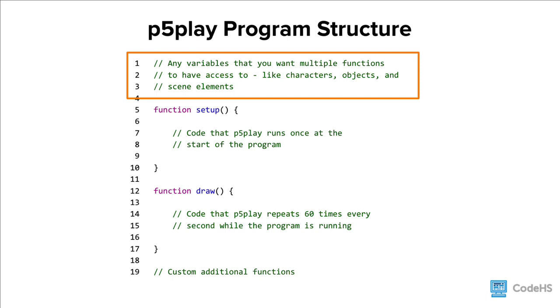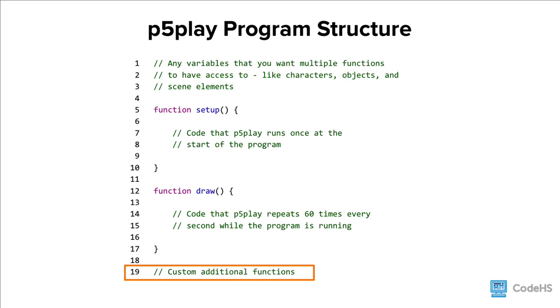Above the setup function at the very top of the program, you'll declare any variables that you want to use within multiple functions. These variables might contain characters, objects, and other scene elements. Basically, any game component that will be changing in the game will need to be declared up top here.